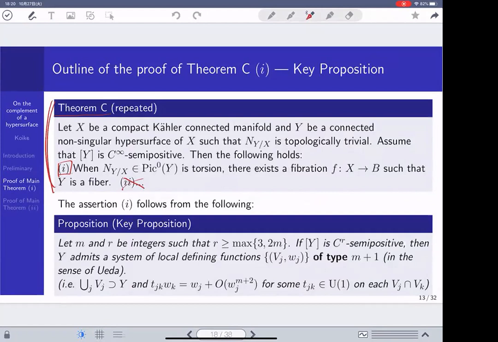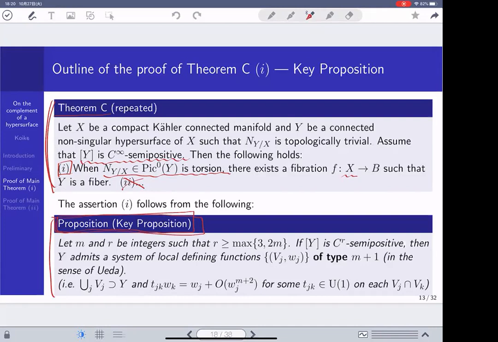Let X be a compact Kähler connected manifold and Y be a connected non-singular hypersurface of X such that the normal bundle is topologically trivial. Assume that the line bundle of Y is C infinity semi-positive. And when the normal bundle is torsion, then there exists a fibration F from X to B, so that Y is a fiber. In the proof of this assertion 1, this proposition plays a very important role. This one is a key proposition.